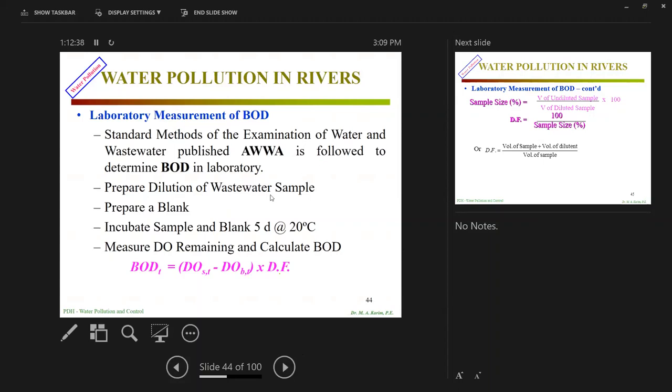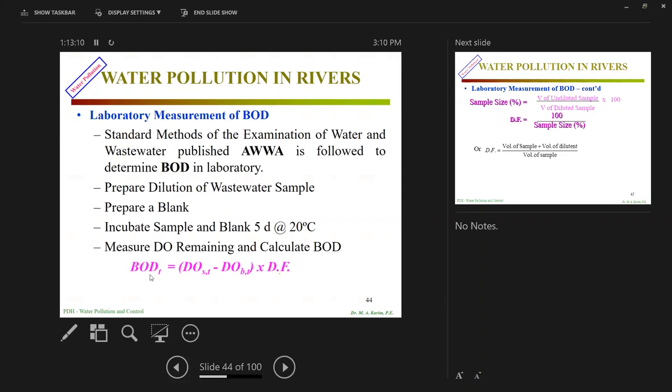Now the next topic, as I said, is laboratory measurement of BOD, how we measure it in the lab. I'll discuss a little bit, not a whole lot on that one. Standard methods for the examination of water and wastewater by the American Water Works Association is the one you follow in the laboratory. Prepare a dilution of the wastewater sample, prepare a blank, incubate the sample and blank for 5 days at 20 degrees Celsius, measure the dissolved oxygen remaining and calculate the BOD.